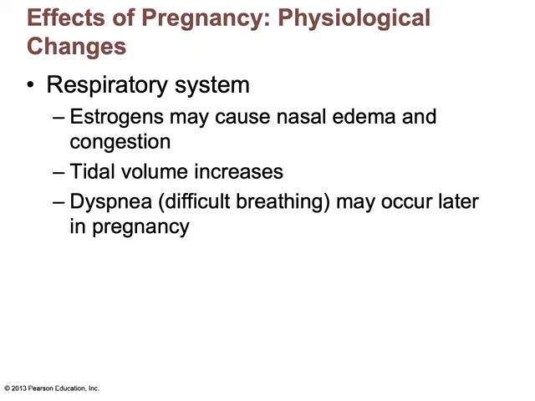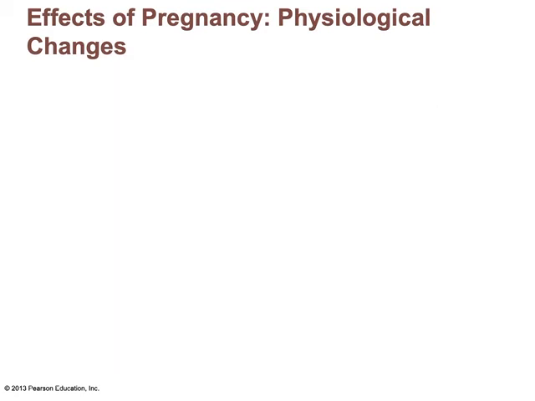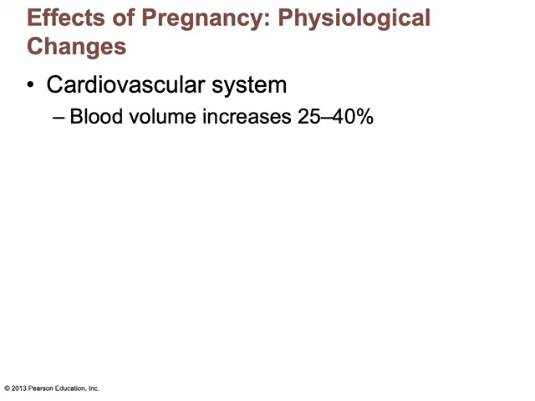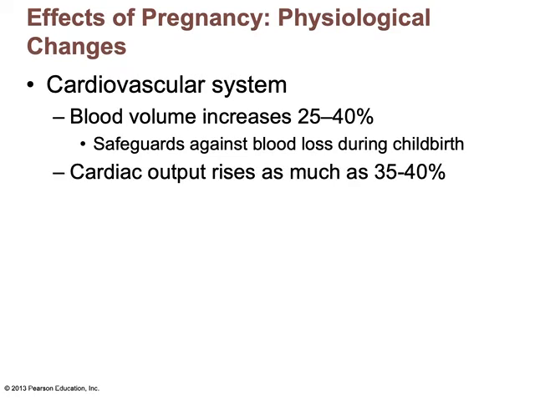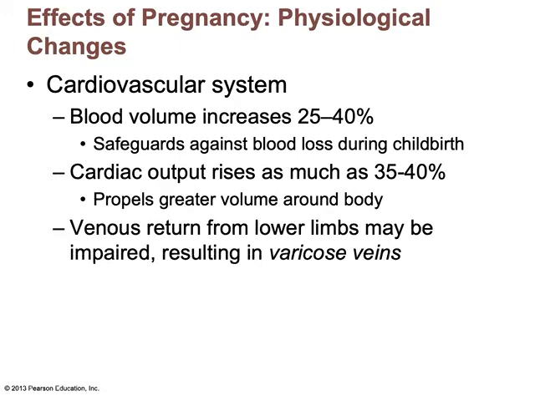Your tidal volume will go up, but you may have difficulty breathing later in pregnancy, which we call dyspnea. Your vital capacity will also drop a bit. The cardiovascular system will see a blood increase of approximately 35%. This safeguards against blood loss during childbirth. Cardiac output goes up by close to 40%, and that moves more blood around the body.